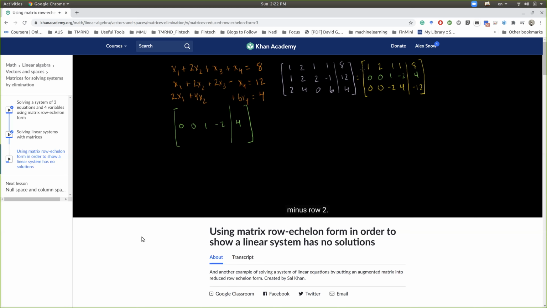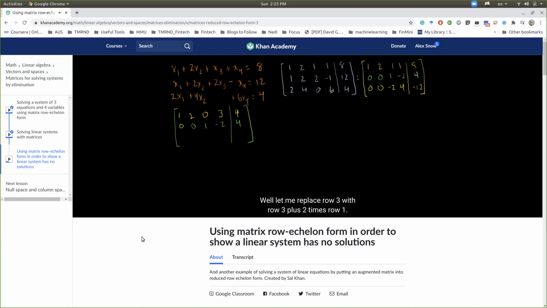So 1 minus 0 is 1. 2 minus 0 is 2. 1 minus 1 is 0. 1 minus minus 2, that's 1 plus 2, which is 3. And then 8 minus 4 is 4. There you go. And now how can I get rid of this guy?